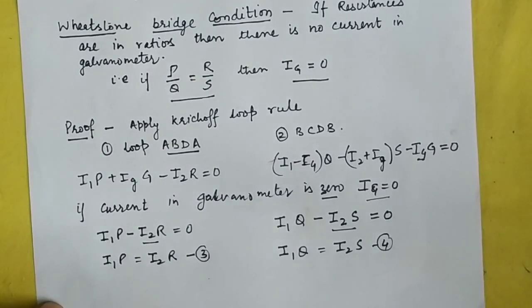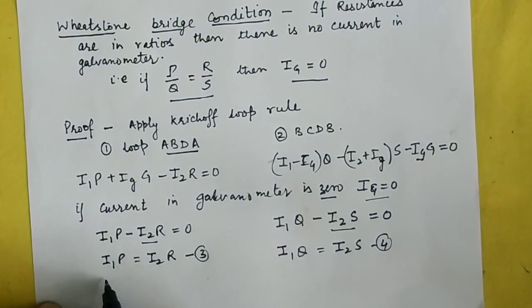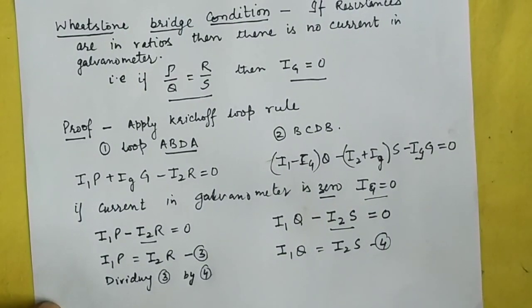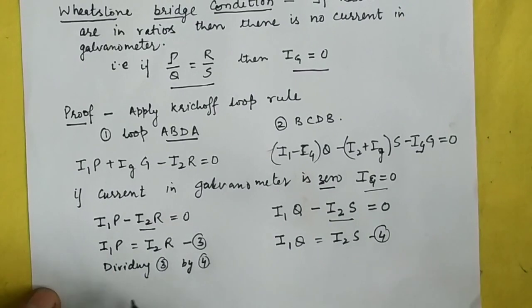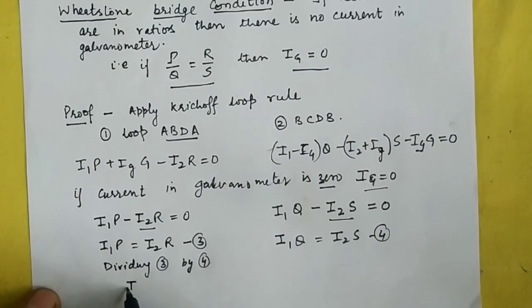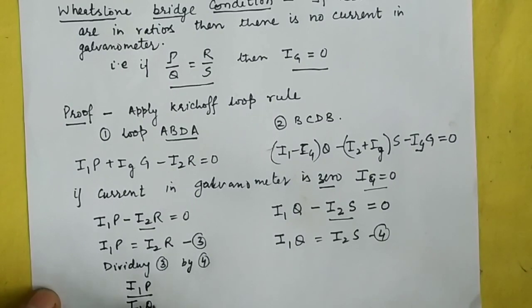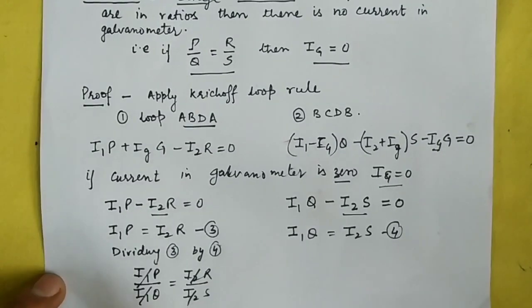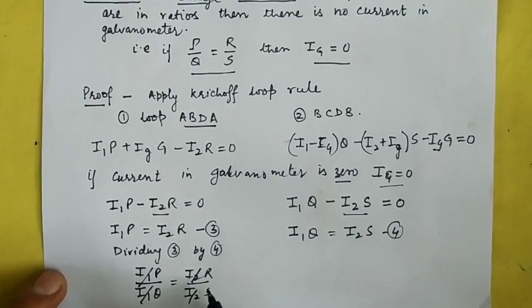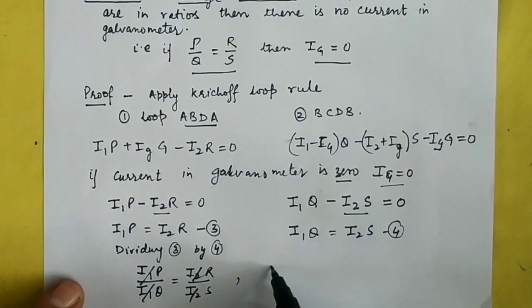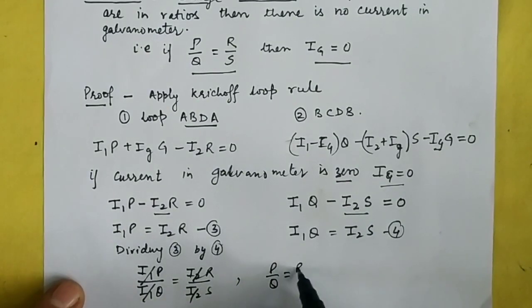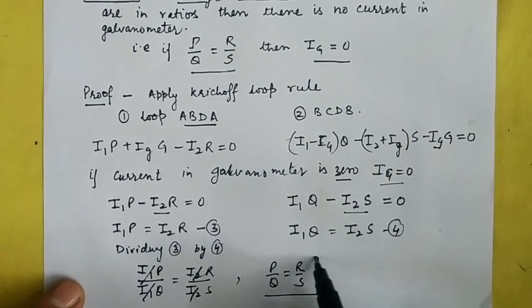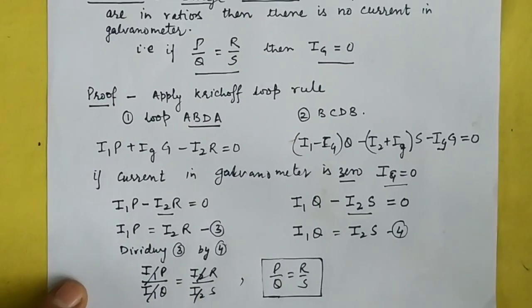Dividing 3 by 4. We have divided equation 3 by equation 4. So what we get is I1P divided by I1Q is equal to I2R divided by I2S. I1 cancels with I1, I2 cancels with I2, and so what we got is P by Q is equal to R by S. So this is our Wheatstone bridge condition.